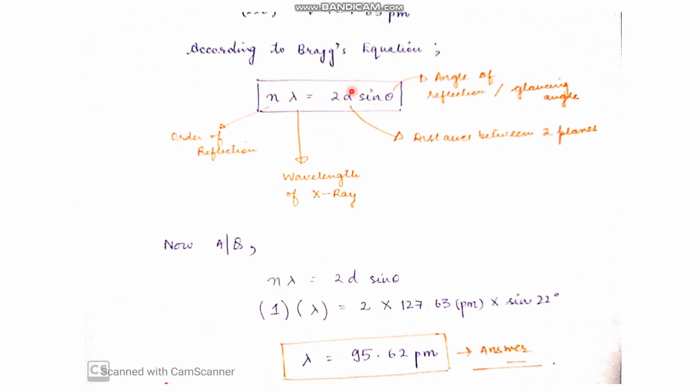And 2 is a constant, and theta is 22 degrees. If we somehow find out the value of d, that is the interplanar distance, using any formula, and substitute over this value, we can easily find out the value of the wavelength. So we have to find out the value of d, that is the interplanar distance.